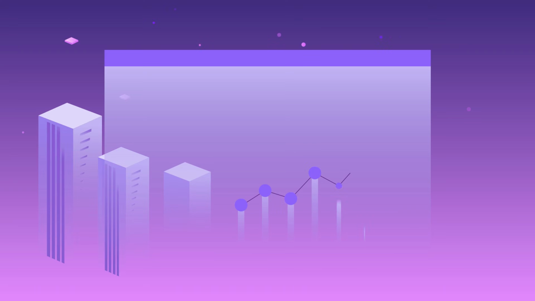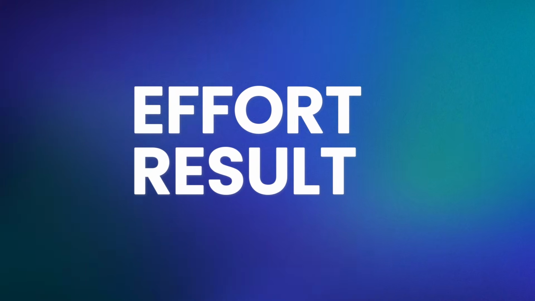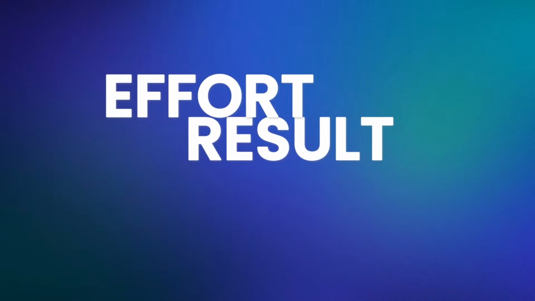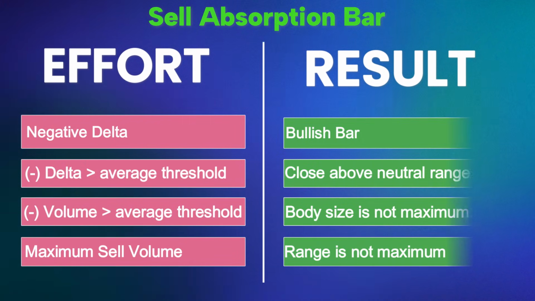And now, let's start with the first type of signal: absorption. To form an absorption candlestick, the system always focuses on two core elements: effort and result. First, ApexFlow Zignal looks for strong effort from the sell side.